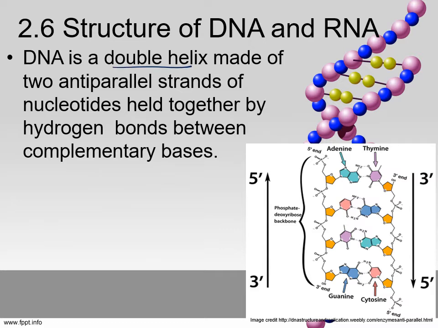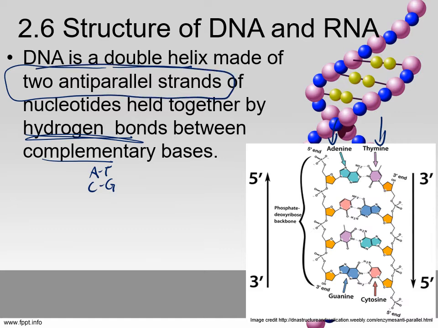DNA is a double helix. We have 2 strands of DNA. They're held together by hydrogen bonds. Those hydrogen bonds form between complementary base pairs. We have adenine and thymine, cytosine and guanine. Those are our complementary pairs of bases. We're going to focus here a little bit on this idea of antiparallel strands.